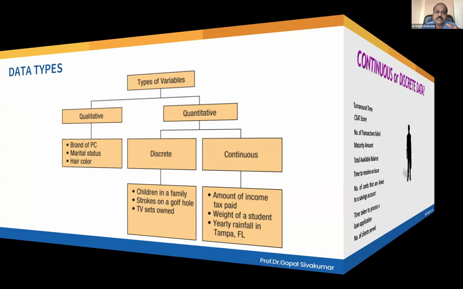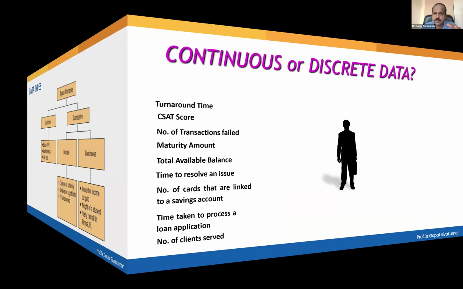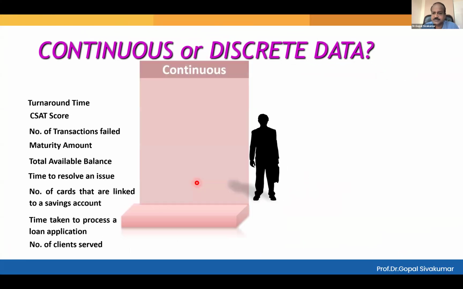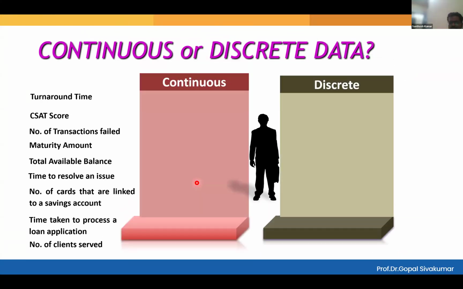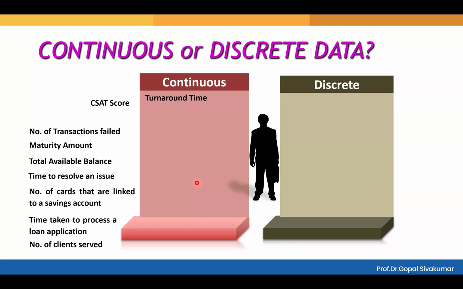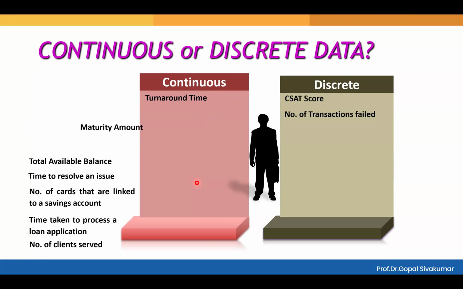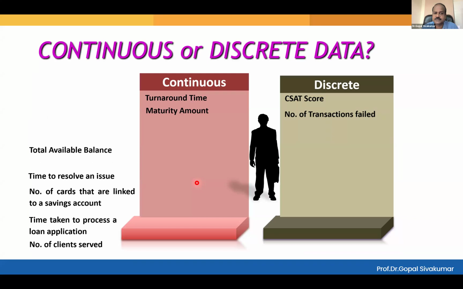Now let's do a small exercise. Tell me, turnaround time, is it continuous or discrete? Continuous. Customer satisfaction score, continuous or discrete? Discrete. Number of transactions failed, discrete. Maturity amount, continuous. Balance, continuous. Rupees, we measure in terms of rupees.